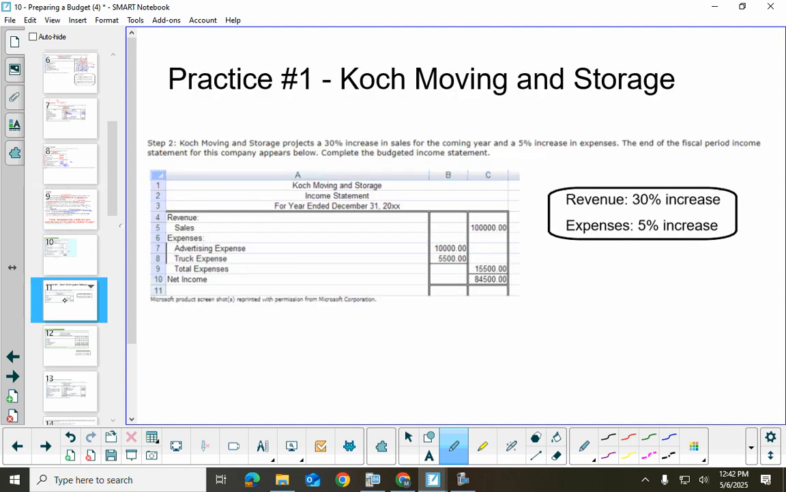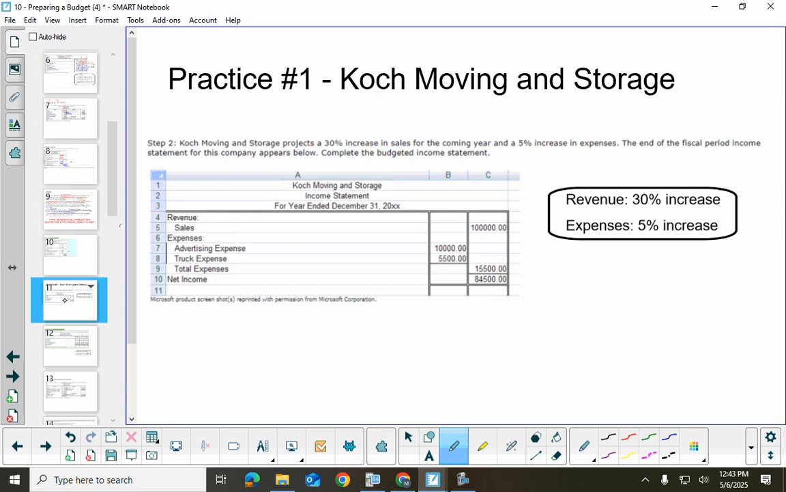Okay, so Koch Moving and Storage. So let's do the income statement first. Okay, so the answer is already there. I just want to show you how we did it. So here's his income statement. His revenue was 100,000. The expenses were 10,000 and 5,500.